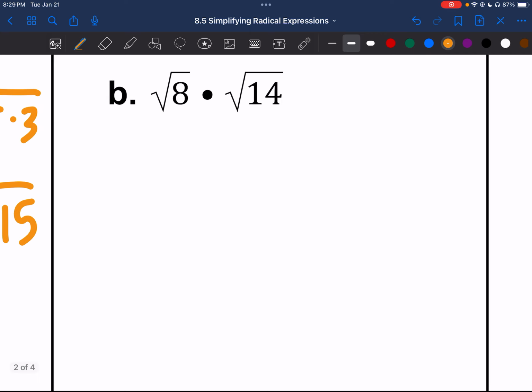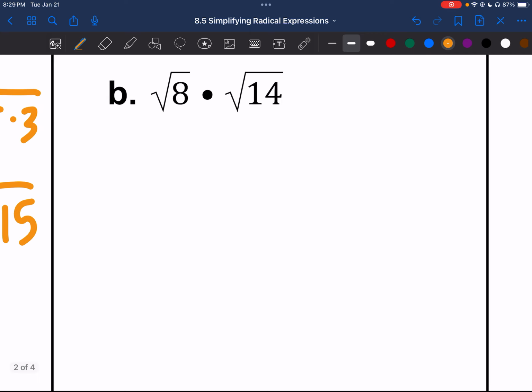So, I bring those out. We have one pair of 2s. We have a second pair of 2s. We've got our radical, and what's left inside the radical is our prime factors, is a 7. And now we do the multiplication on the outside. 2 times 2 is 4, square root of 7. All right. Letter C.